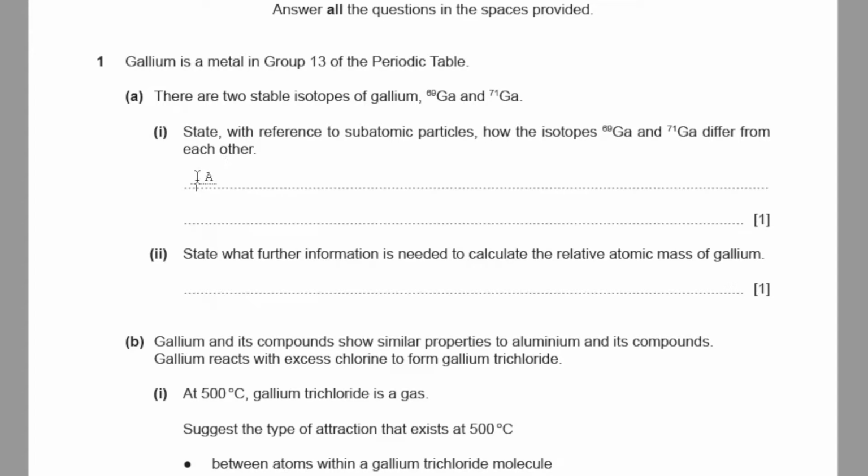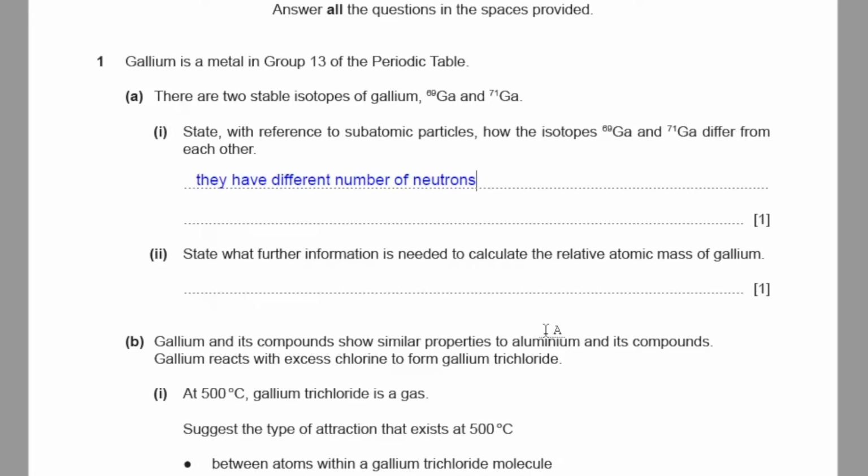So an isotope of an element is one which has got different number of neutrons. All right, they have different number of neutrons, but they've got same number of protons.